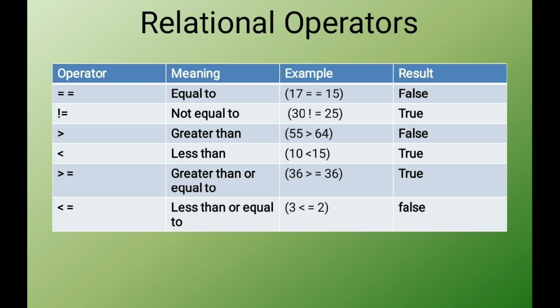Second, not equal to: 30 is not equal to 25. This is true, the value of 30 is not equal to 25, so your result is true. Similarly, greater than and less than. Next we have greater than or equal to. Here the value is supposed to be either greater than or equal to. Now 36 is equal to 36. This is the reason that the result is true. Less than or equal to: 2 less than or equal to 3. Now 2 is not less than 3, nor is it equal to 3. So your result is false.